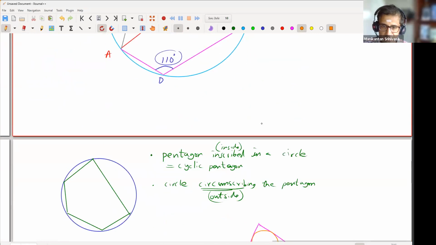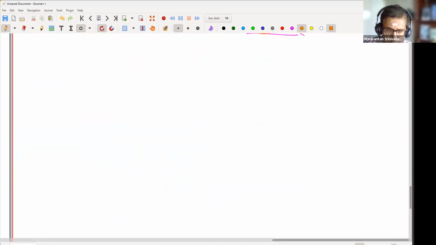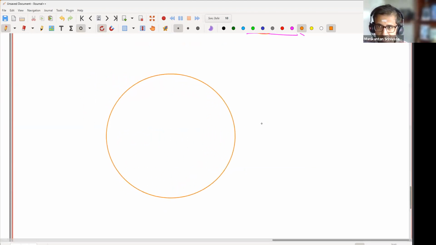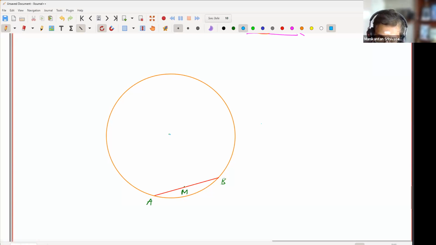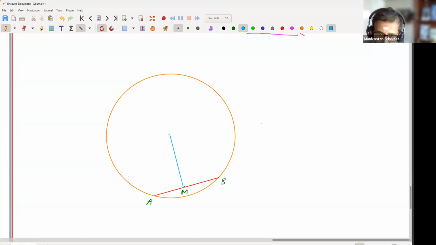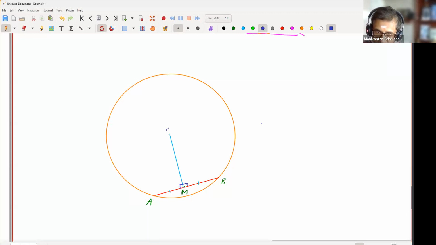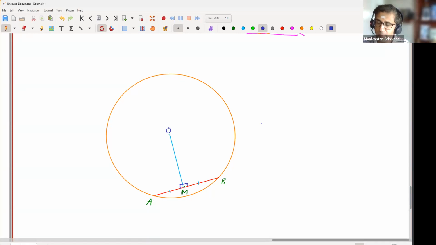The other important property, of course, is this. If I have a circle and I draw a line segment from the center of the circle to the midpoint of a chord, say this chord is AB and its midpoint is M, then this segment will turn out to be perpendicular to AB as well.